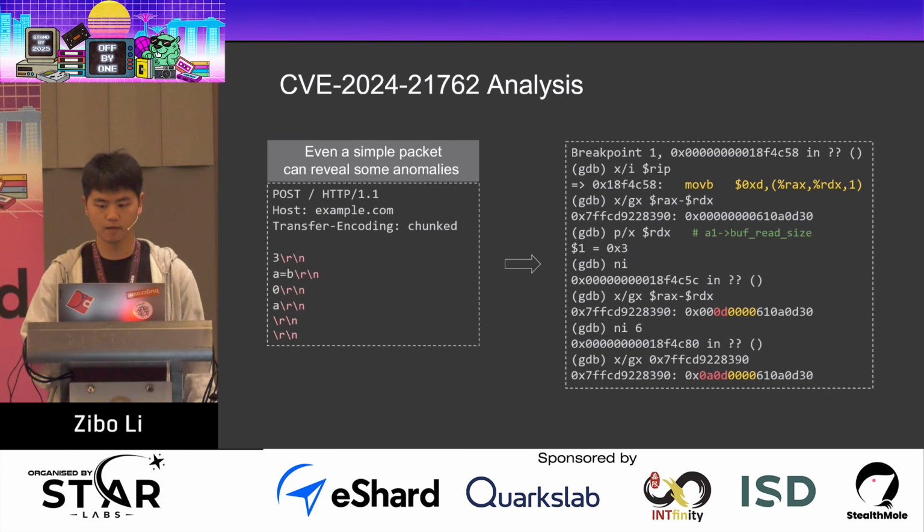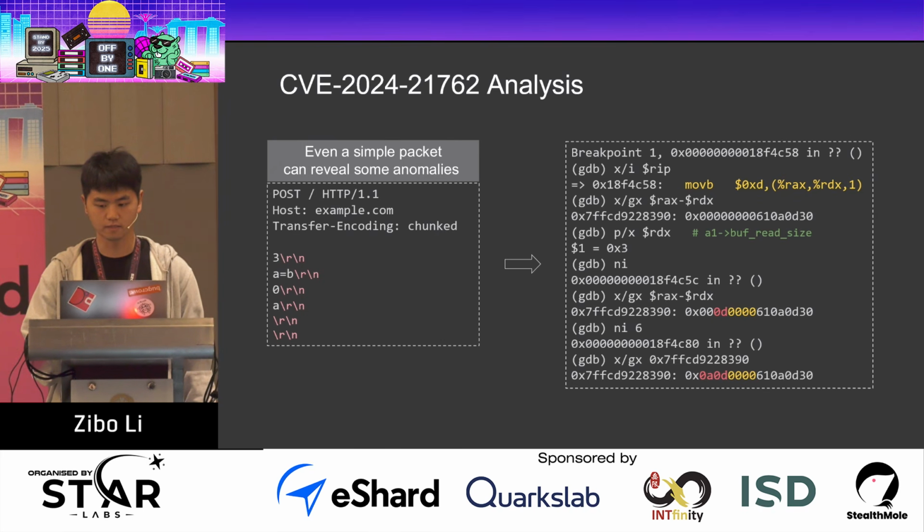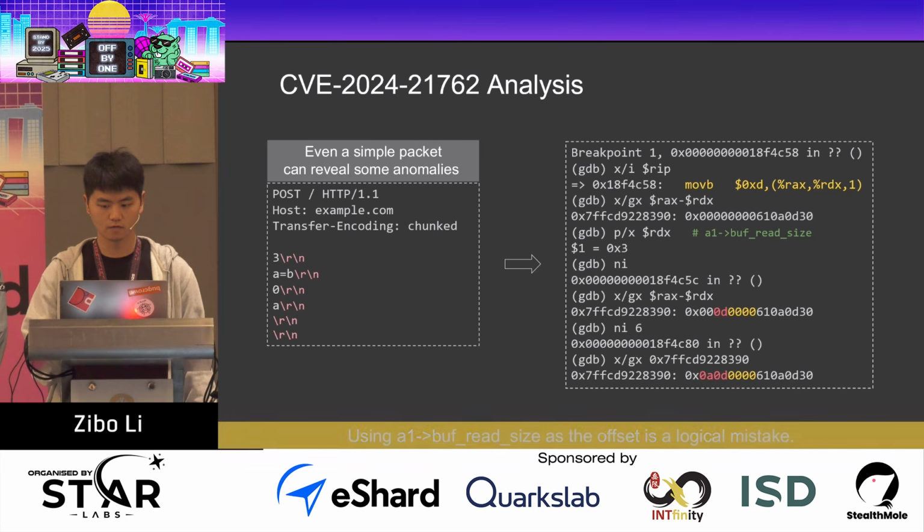Even sending a simple packet reveals some anomalies, as shown in the packet in the slides. When we insert a character A into the trailer chunk, after reading the character A, \r\n is written. However, the write does not occur right after character A, but is offset by 3. And the offset of 3 is exactly the length of the previous line, 0 and CRLF. Therefore, the root cause of this vulnerability is a logic error in the code.